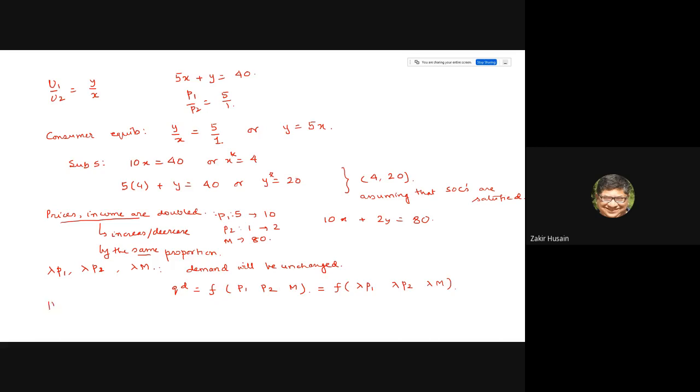This property is called homogeneity of degree 0 in prices and income. 0 is important. 0 means it's unchanged.